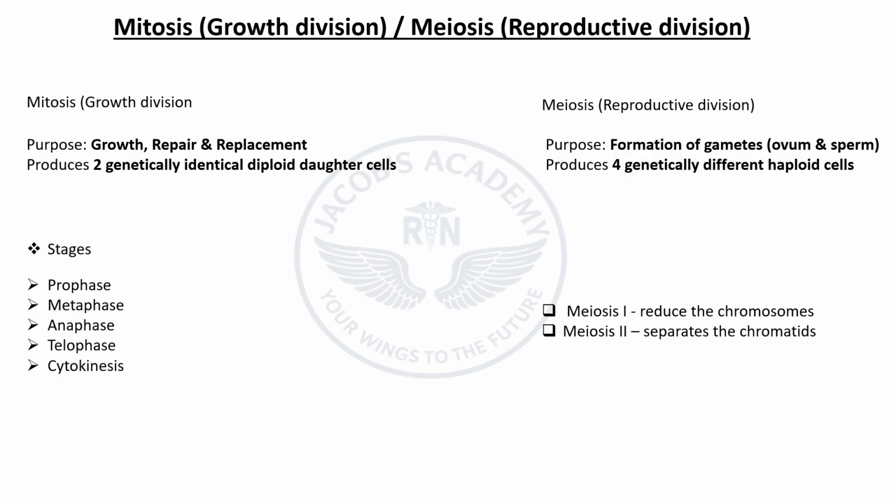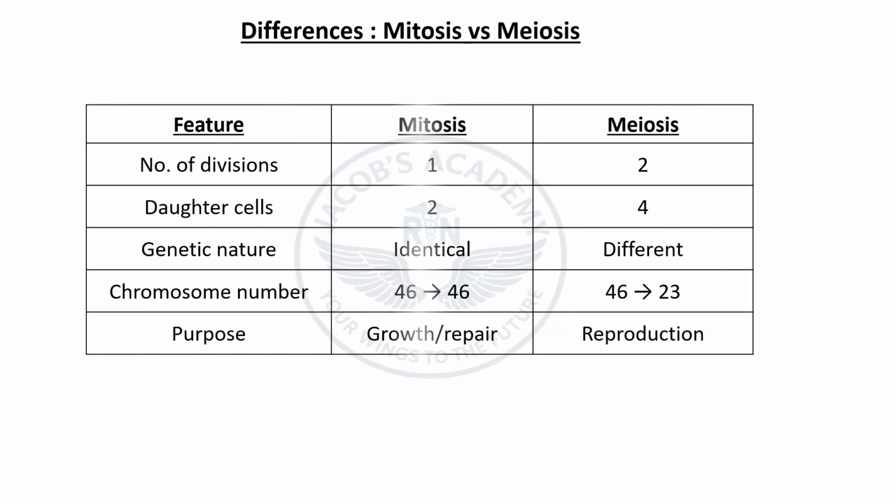So in simple words, we can say mitosis helps the body grow and heal, while meiosis helps in reproduction and passing genetic information to the next generation. In this slide, you can see the differences between mitosis and meiosis: the number of divisions, the daughter cells, genetic nature, chromosome numbers and purpose. Everything you can refer from this slide.